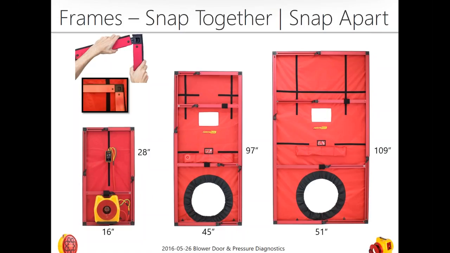that can use a 300 fan as a blower door if you're testing something very tight, maybe an apartment or a passive house. And then we actually have a large frame. Large frame goes all the way to 109 height and 51 width.